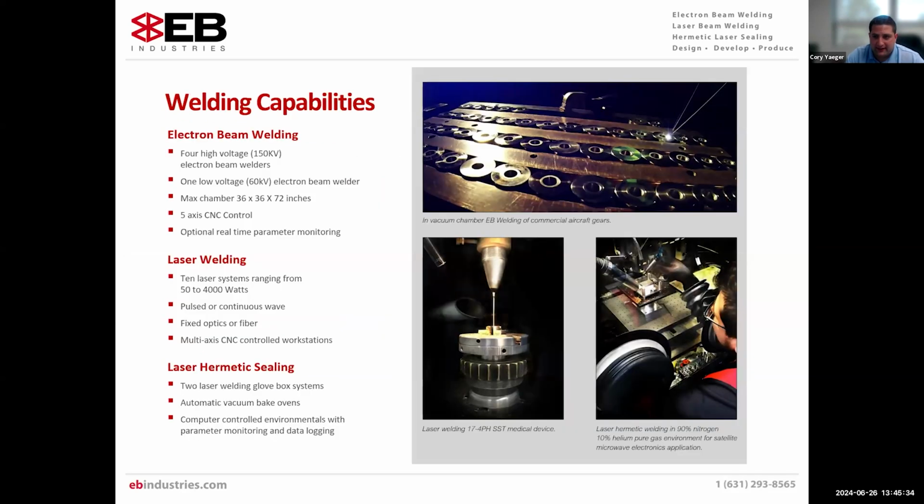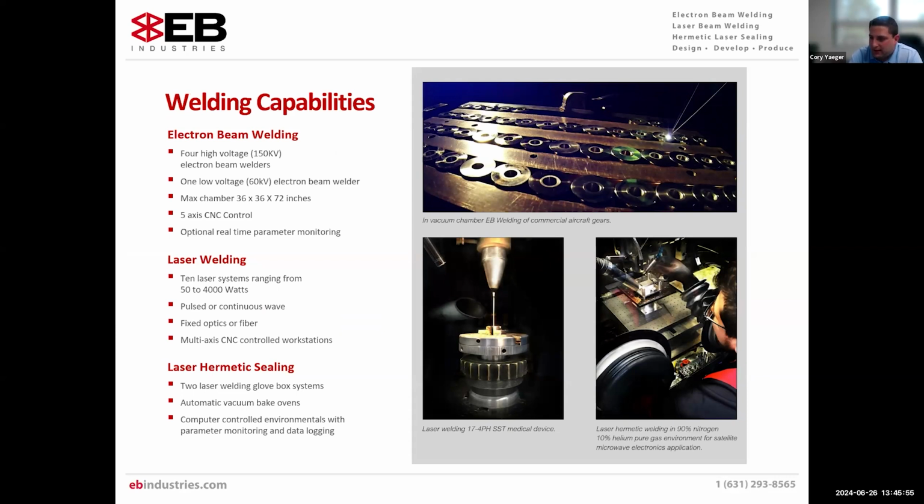So for our welding capabilities today, we have 4 high voltage EB welders. We have a 5th one that is coming online. We have 1 low voltage EB welder. Our max chamber size is 36 by 36 by 72 inches. We have several machines with 5-axis CNC control, and we also have optional real-time parameter monitoring.